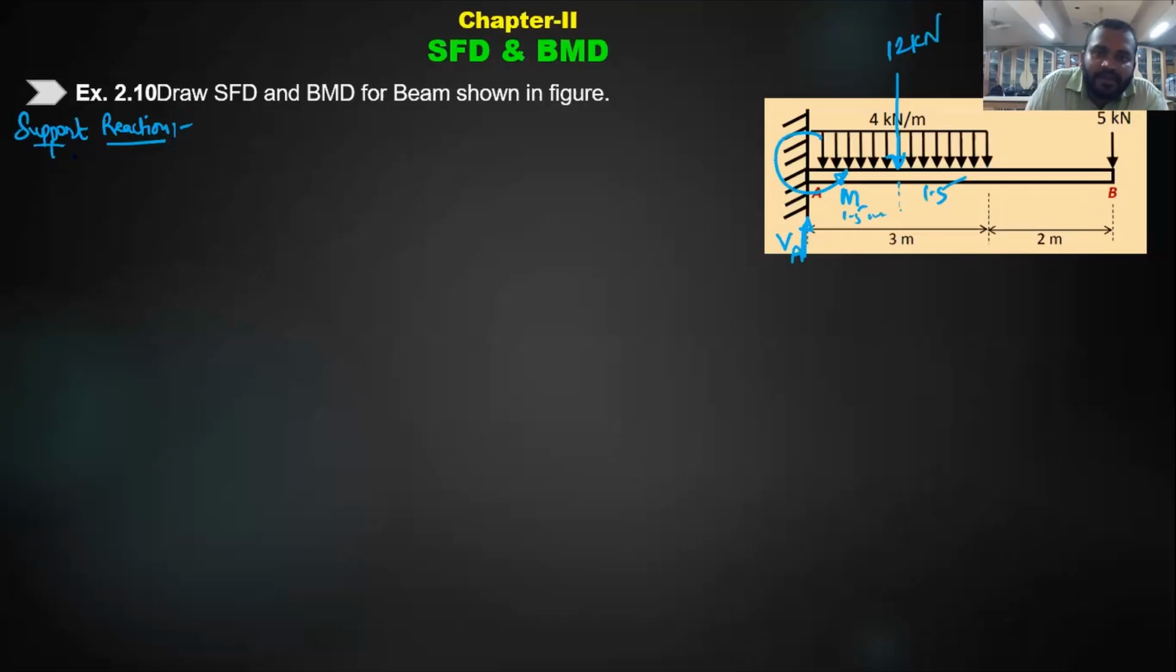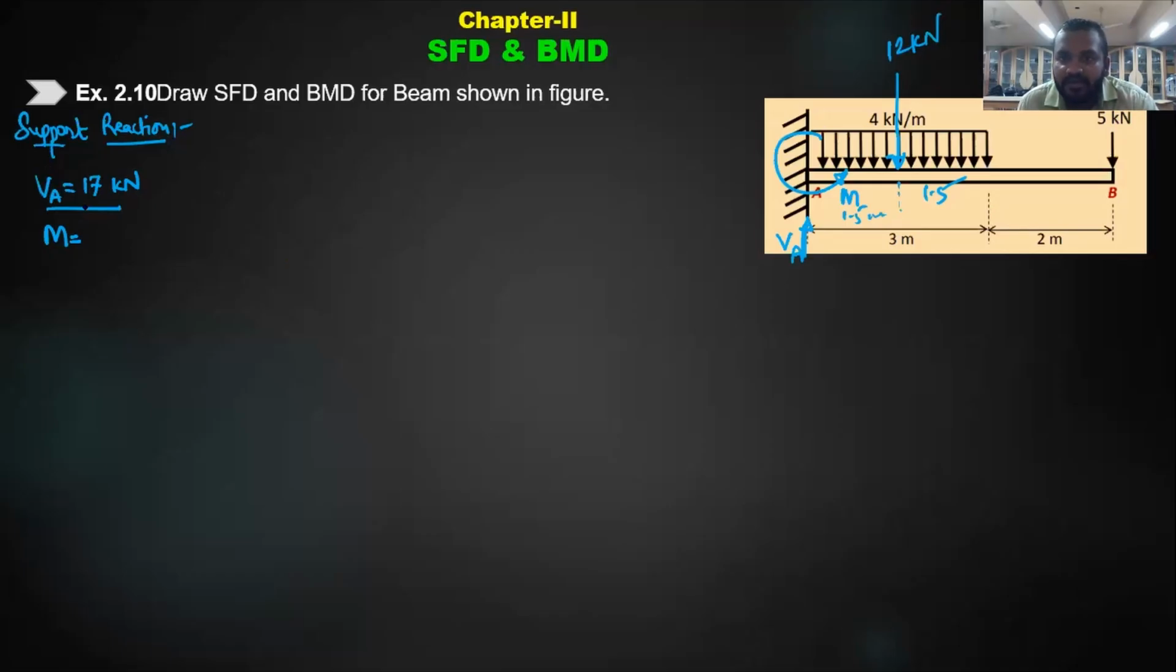So what will we do first? Sir, VA is equal to 17 kilonewton. Okay, you got this directly. I'm writing directly, VA equal to 17. What about the moment? By looking at the picture, you can see downward 15 plus 12 plus 5 is 17, so upward should also be 17.